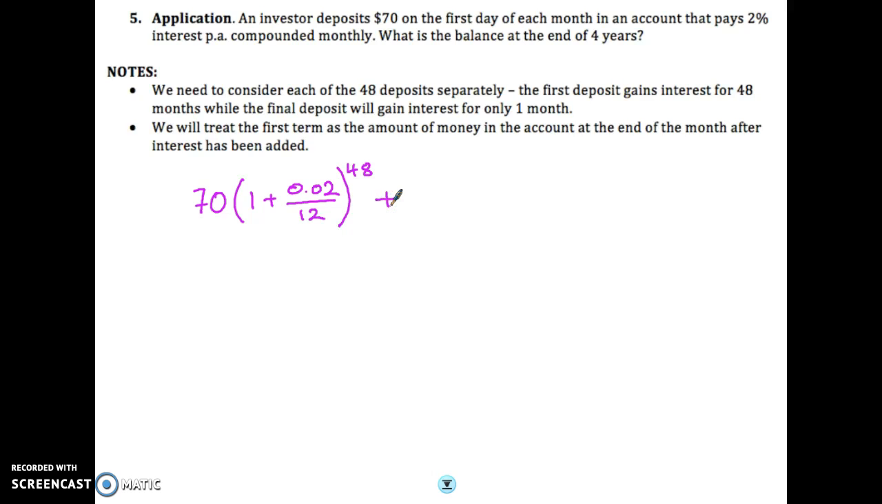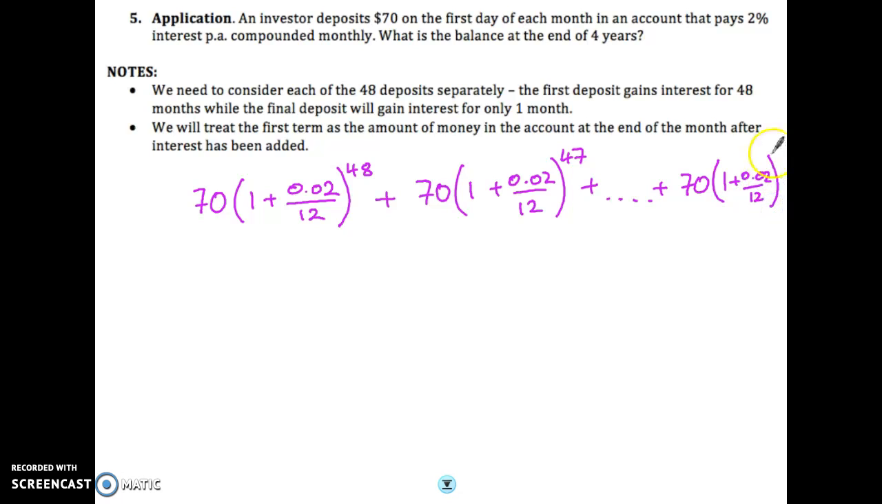The following month, he's going to invest another $70, and again, that's going to collect interest, but it's only going to collect interest over a time frame of 47 months, and so on and so forth, until he makes that last payment of $70, and that's going to collect interest for only 1 month. So we need to consider how many terms there are in this particular series.